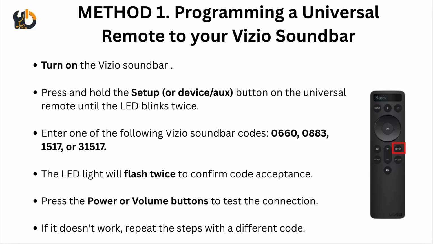Turn on the Vizio Soundbar, press and hold the setup button on the universal remote until the LED blinks twice. Enter one of the following Vizio Soundbar codes: 0660, 1517 or 31517. The LED light will flash twice to confirm code acceptance. Press the power or volume button to test the connection. If it doesn't work, repeat the step with a different code.